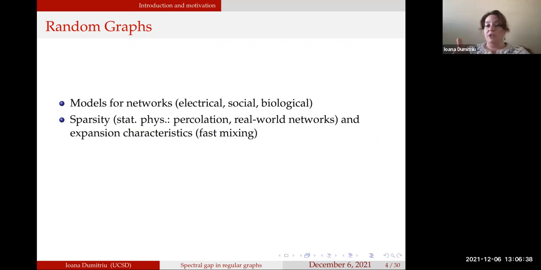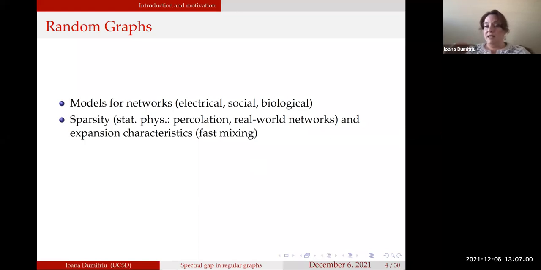And this makes a connection to statistical physics, where you can also study things like percolation and real-world networks in terms of sparsity, because as we know, in the real world, if you have a large network, the degree of a vertex tends not to be proportional to the number of vertices in the network. So it's much, much smaller than that. So we talk about such networks as being sparse.